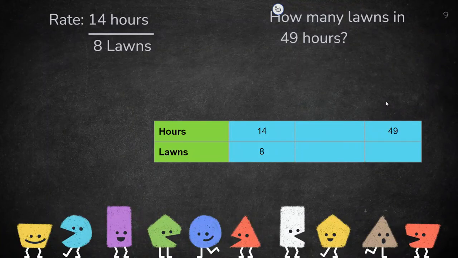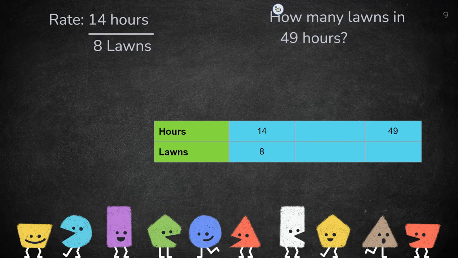I need you to write this down. The rate is 14 hours to mow 8 lawns. And then I need you to copy this chart down. You should have this chart written down with 14 hours to mow 8 lawns. And the question says, how many lawns in 49 hours?